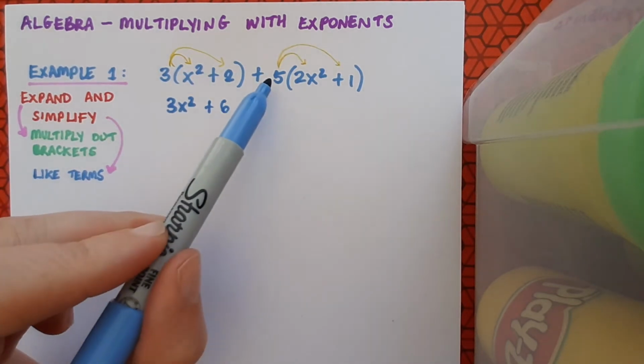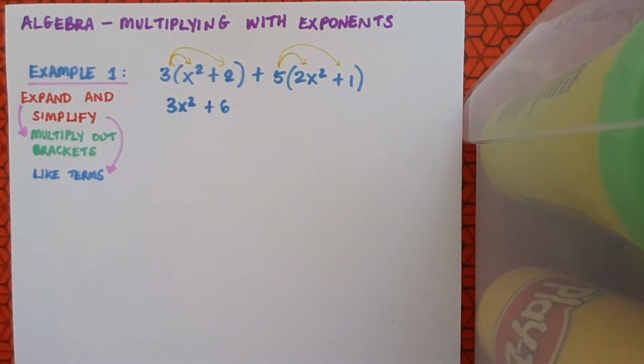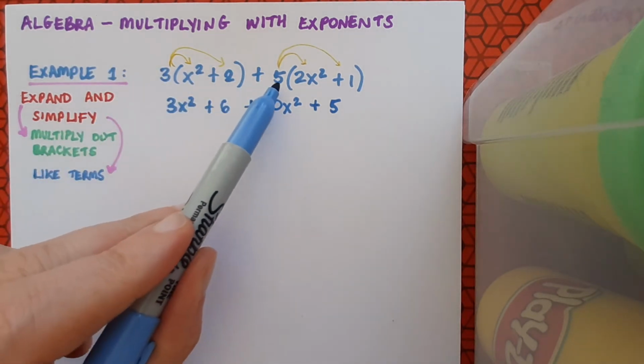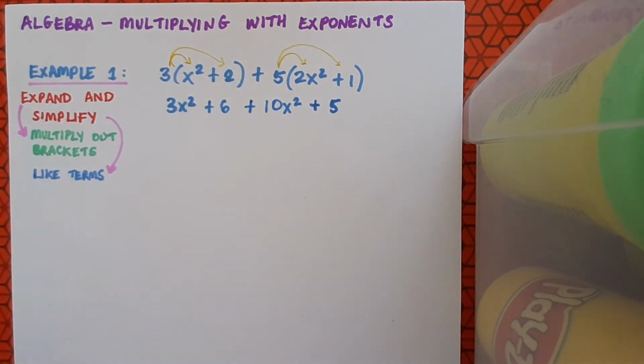So I'm multiplying plus 5 by 2x squared. That will give me plus 10x squared. And then I've got plus 5 by plus 1. And these multiply to give me plus 5. It was quite simple to expand so far because I'm only multiplying by a number in each case. Okay, so the expansion is complete and now I need to put the like terms together.